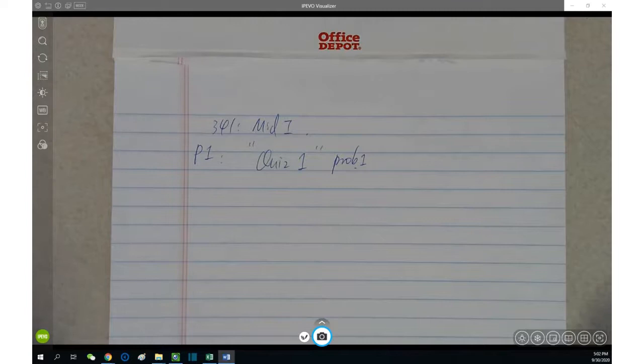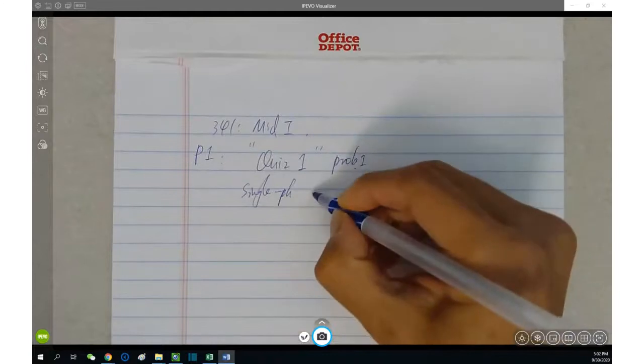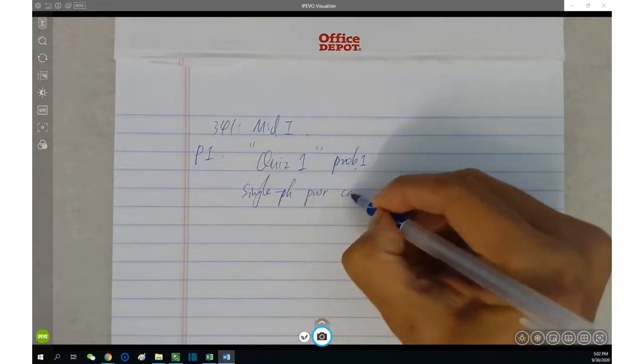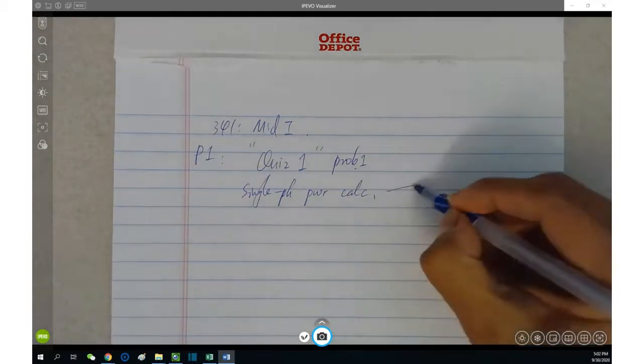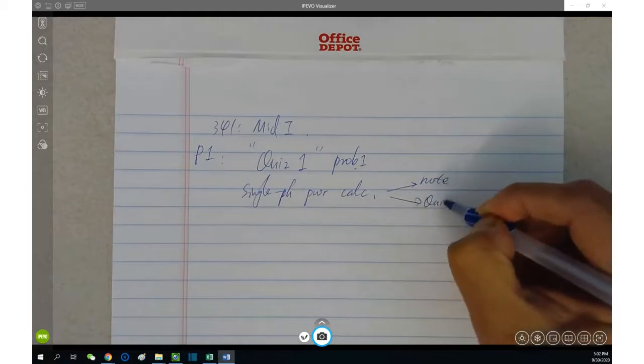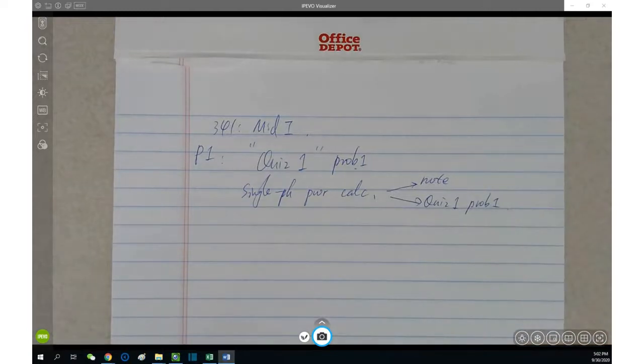What I'm saying is Problem 1 is just a single phase power calculation. The closest problem or example, you can go to the notes example and also Quiz 1, Problem 1. Asking for the power there, and maybe also the power factor correction. Okay, this is Problem 1.